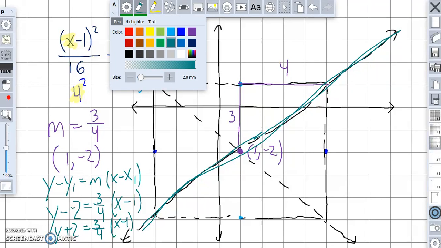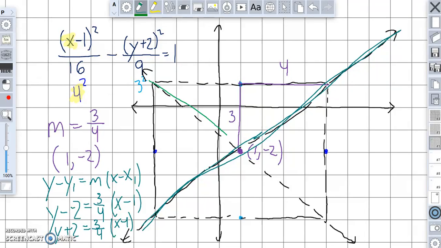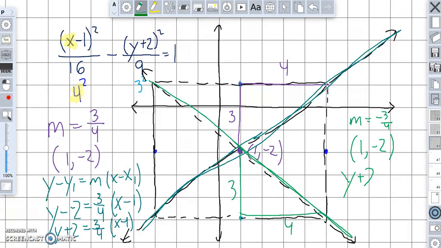The other asymptote goes through that same point. It goes through the point (1, -2), but this time its slope falls 3 before it runs 4, so it has a slope of -3/4. After I plug that point and that slope in, it's going to create the same equation as before, but the slope, instead of 3/4, is going to be -3/4. So I'm going to end up with y minus y1 equals -3/4 times (x minus x1).